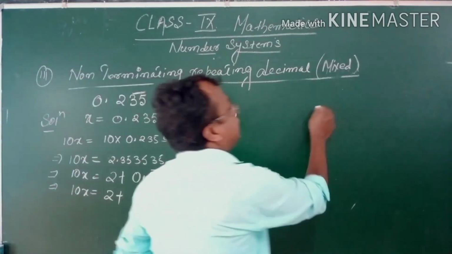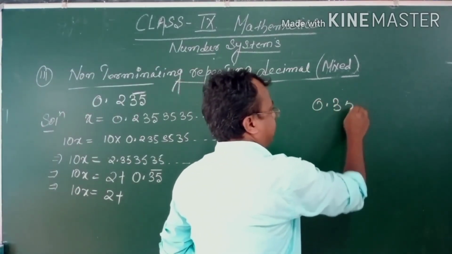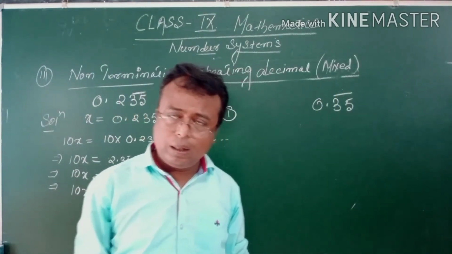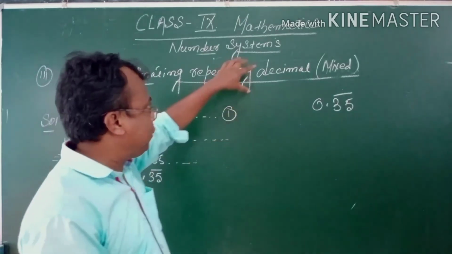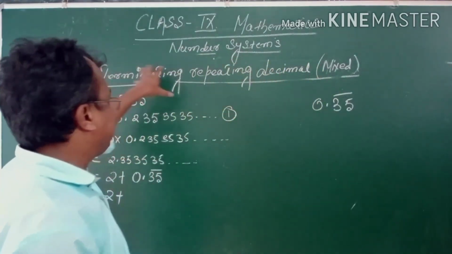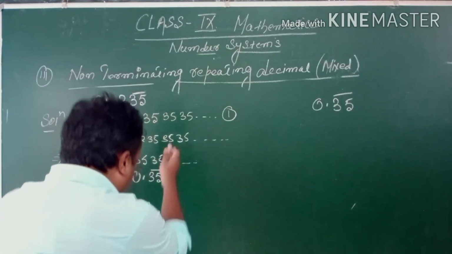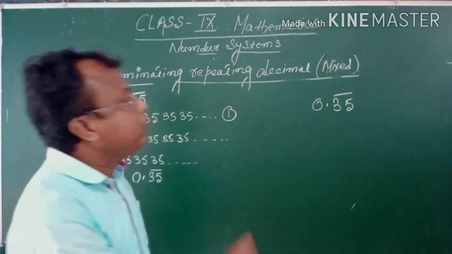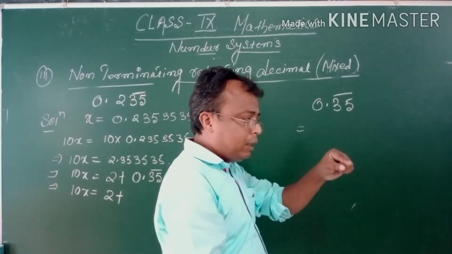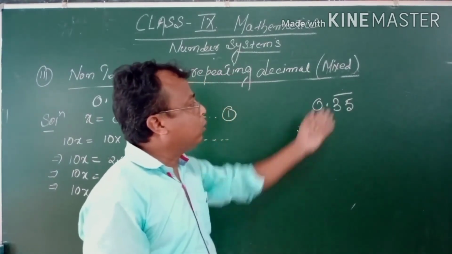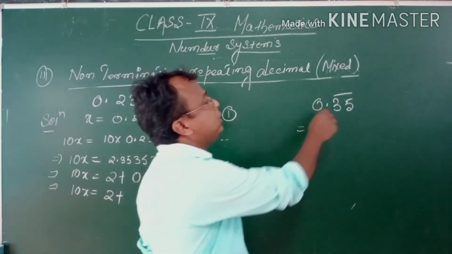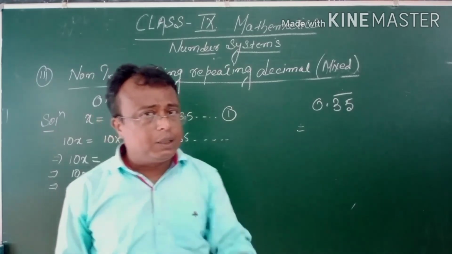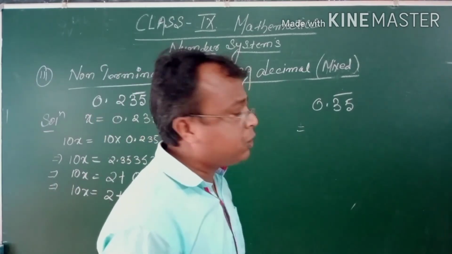So now you see here 0.35 bar. We know how to express this one in P by Q form, we learned just now. But while you are solving a mixed non-terminating repeating decimal, no need to show the whole steps of how you found it. I will give you a small trick. In a single step we can convert this into P by Q form. You see this is 35. After the decimal, how many digits are repeating? Two digits are repeating, that is 3535.